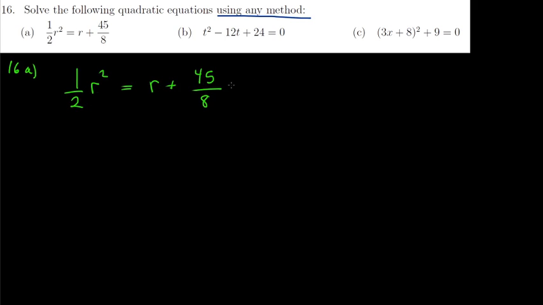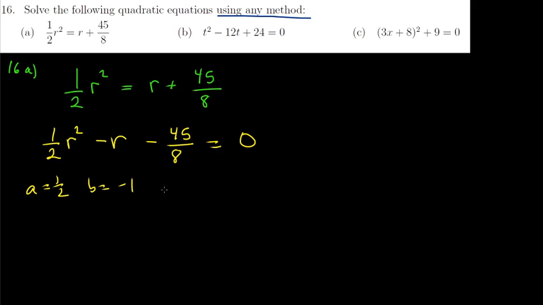Right. So when I look at this, 1/2 r squared equals r plus 45 over 8, I think this is a complete mess, right? We have fractions. It's not in standard form. So we can put this in standard form pretty easily. We'll just take the 1/2 r squared, subtract the r from both sides, and subtract the 45 over 8 from both sides, and that equals 0 now. Okay. So in this form, a is 1/2, b is negative 1, and c is negative 45 over 8.